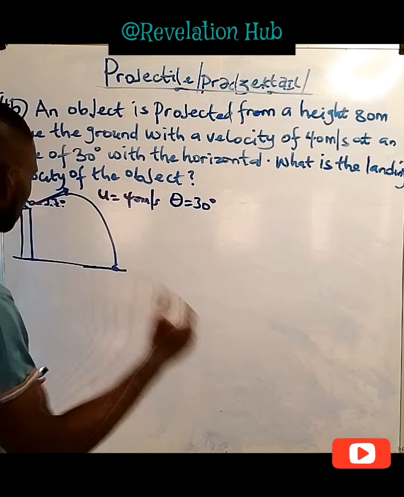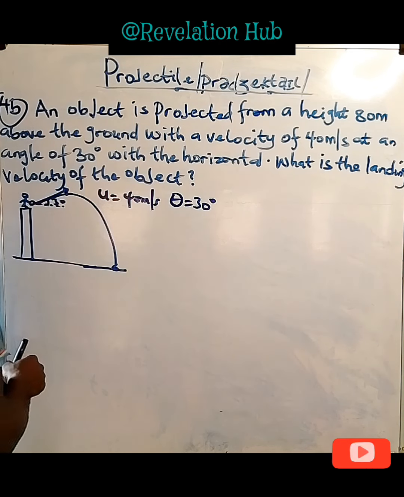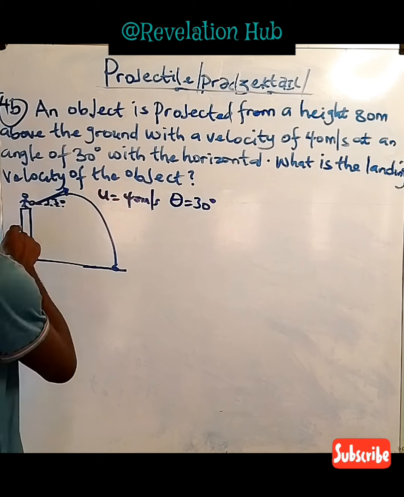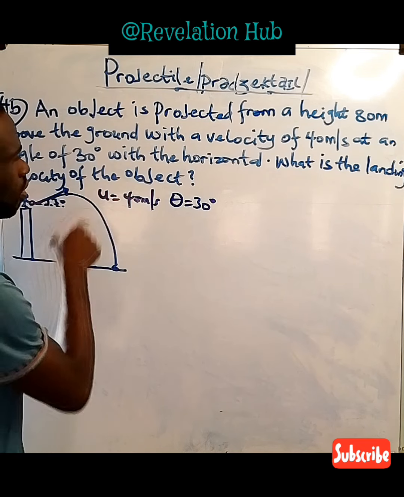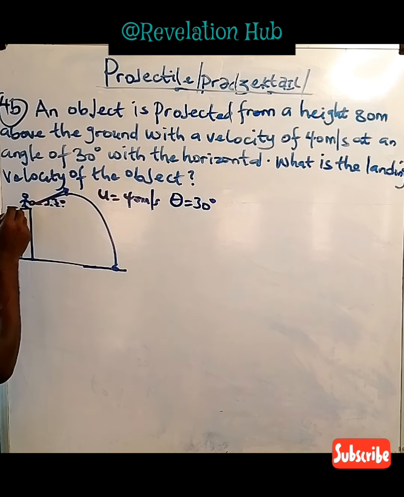So the first thing we're going to do, first of all, we know that this very object was projected from a height of 80 meter, the height of this building. It could be a building, it could be anything. I only assume that there's a building. This 80 meter, that's the height.